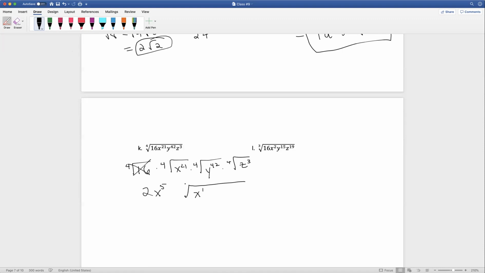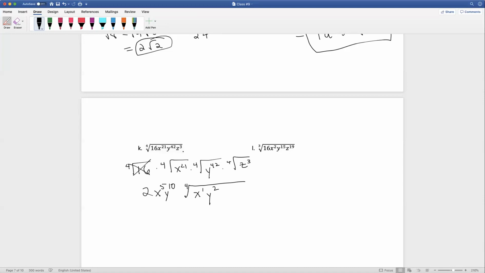Same thing, let's take a look, and this is the 4th root, sorry. Let's take a look at the 4th root of y to the 42nd power. Well, how many times does 4 go into 42, or what's 42 divided by 4? Well, we know that we can get 10 groups of 4 out of there. 42 divided by 4 is 10. And we have a remainder, 4 times 10 is 40. 42 minus 40 is 2. We have a remainder of 2.